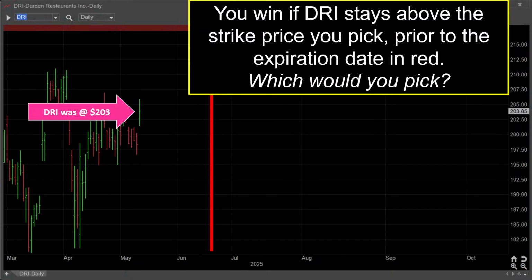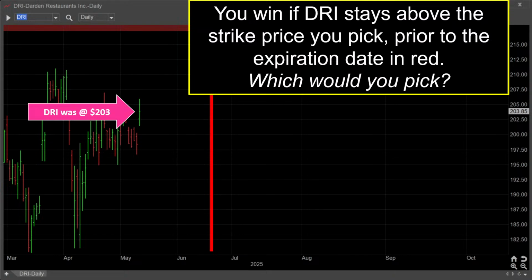Now, to set this trade up, first and foremost, I'm going to pick a monthly option that expires within 21 to 45 days. It happened to be the June option. It was about 30 days to expiration, right in that 21 to 45 day sweet spot.